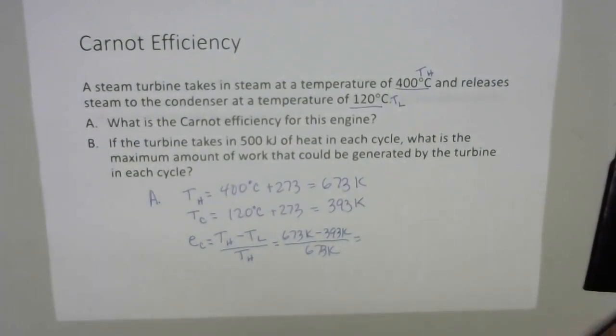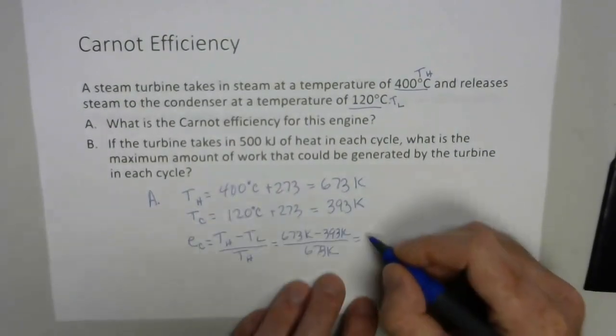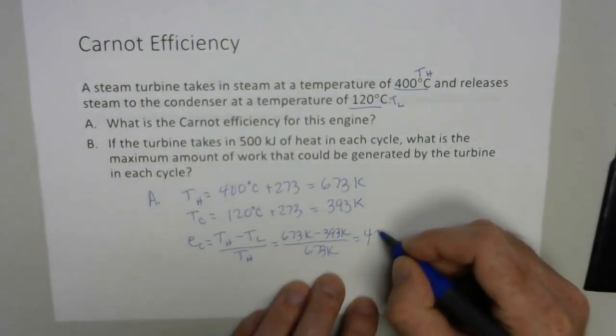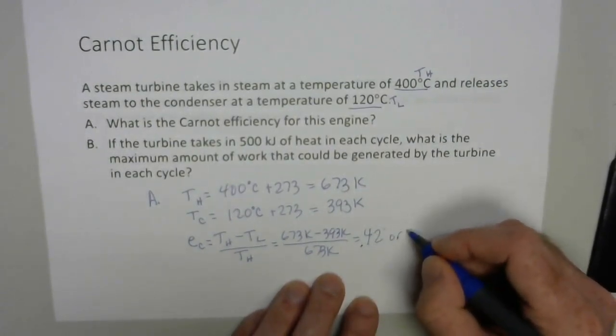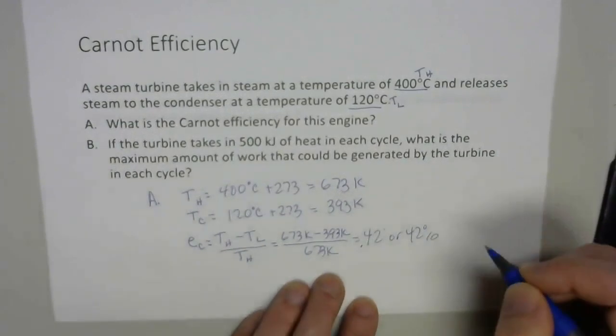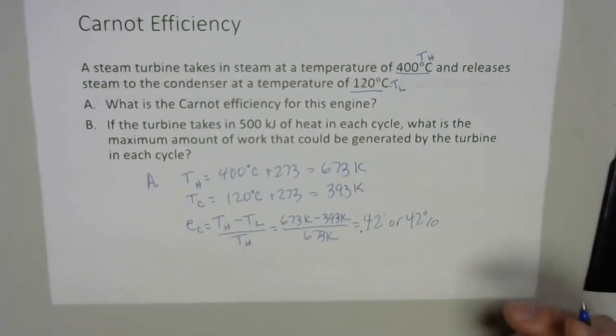So we're going to run that math through our calculator. And that gives us about 0.42, or 42% if you prefer, which is a lot more efficient than the other engine that we just did.